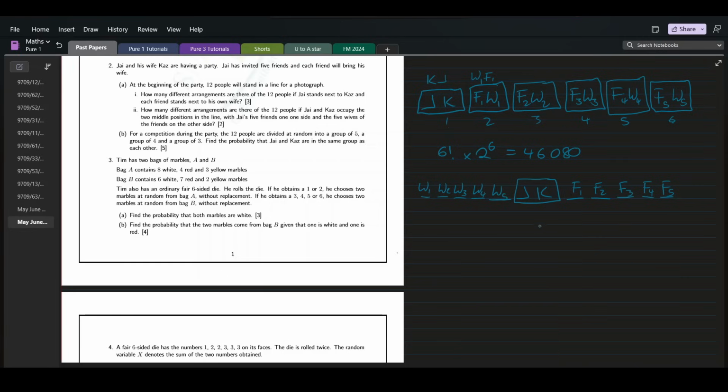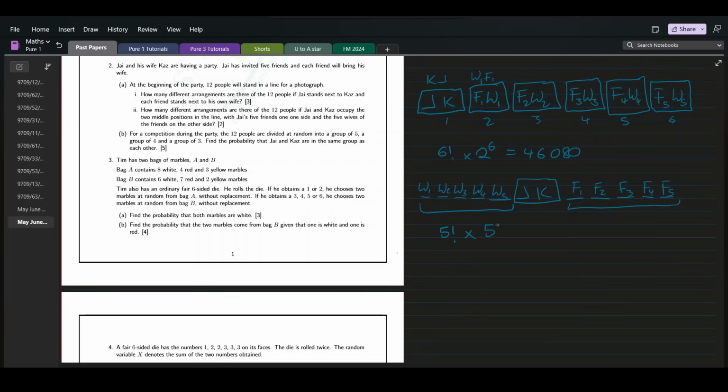Okay, so we've got Jay and Kaz in the middle, and then we have the wives on one side and the friends on the other side. So let's find how many ways we can rearrange the wives on their side. So since there are 5, that would be 5 factorial. And then let's find how many ways we can rearrange the friends on their side.